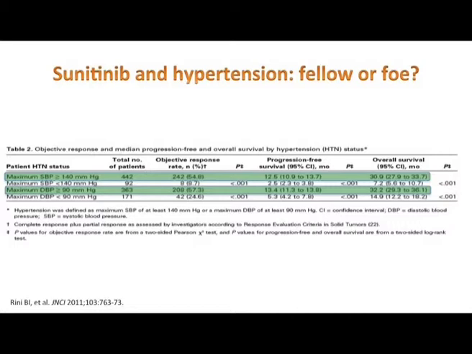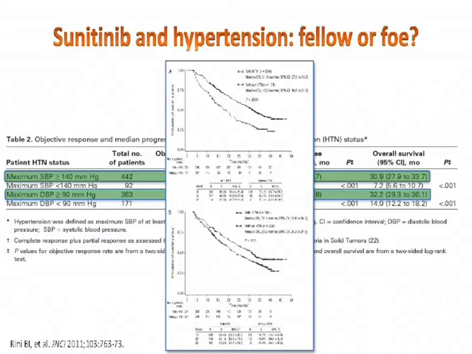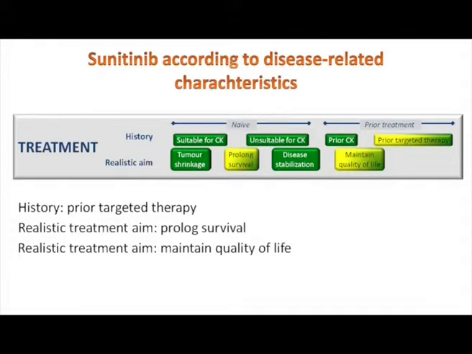Hypertension is a very complicated issue because we know from several papers that hypertension is a biomarker of efficacy of tyrosine kinase inhibitors, especially of those tyrosine kinase drugs targeting the VEGF receptor pathway. And we have clear-cut evidence that sunitinib-induced hypertension correlates with a better prognosis for patients with advanced kidney cancer. And then let's move to sunitinib indications according to disease-related characteristics.